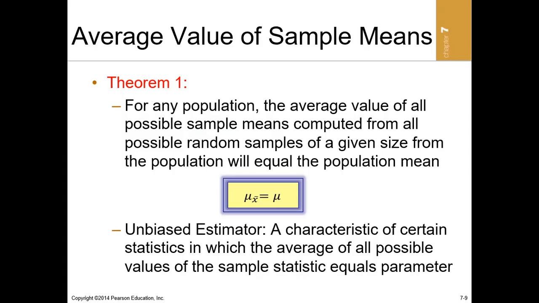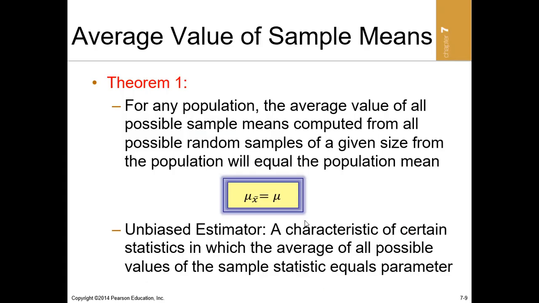Now let's look at the first theory. For any population, the average value of all possible sample means computed from all possible random samples of a given size from the population will equal the population mean. We are going to go through this carefully so you understand it. The keyword is given size.